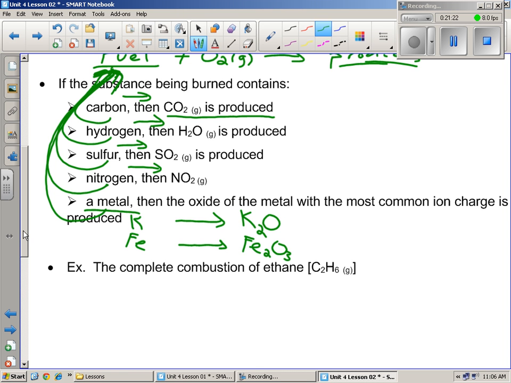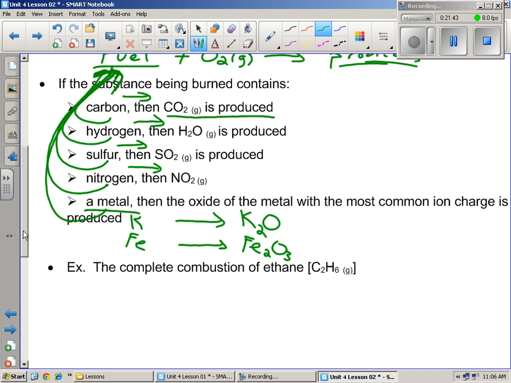Which looks like that. Okay? Don't forget about the metal one there. That's the tricky one, and that's the one we usually forget because it's not the one that we do a lot of. Okay? If you had chromium, you'd get the most common, chromium 3 is the most common oxide.